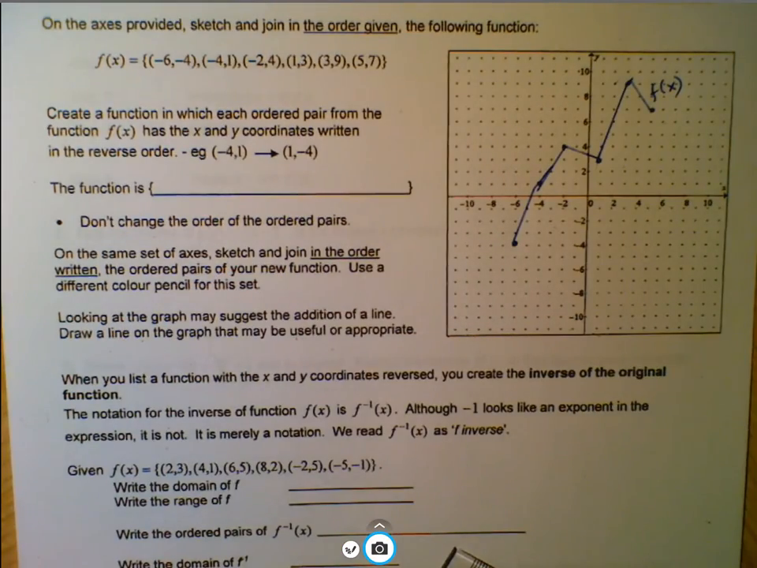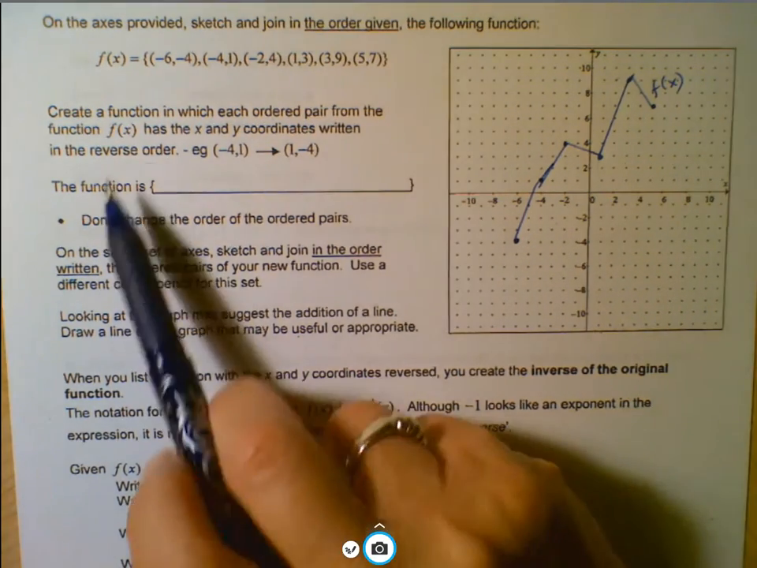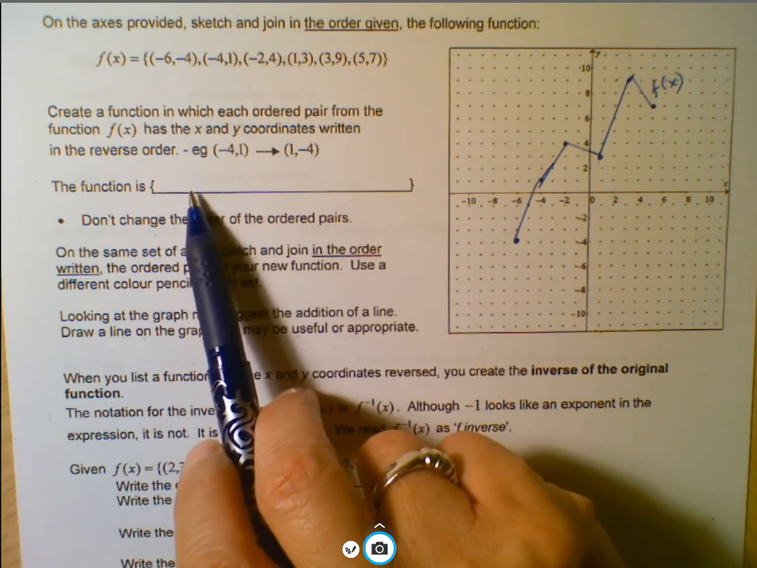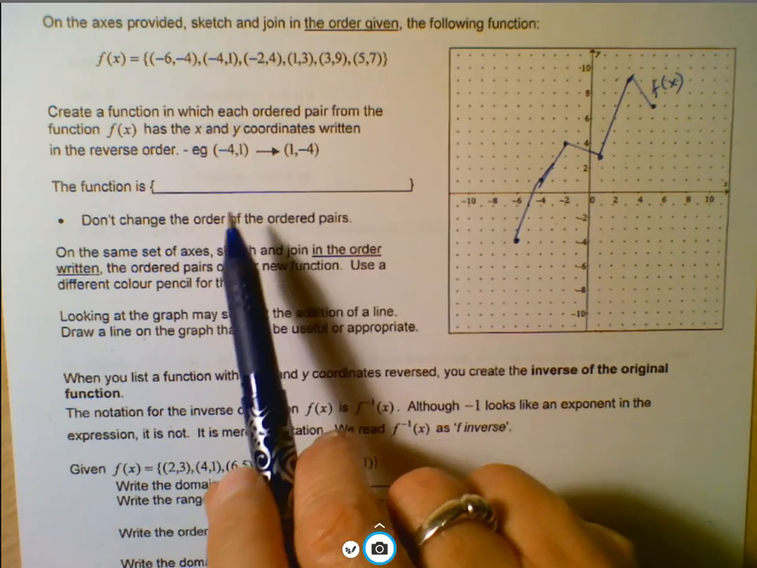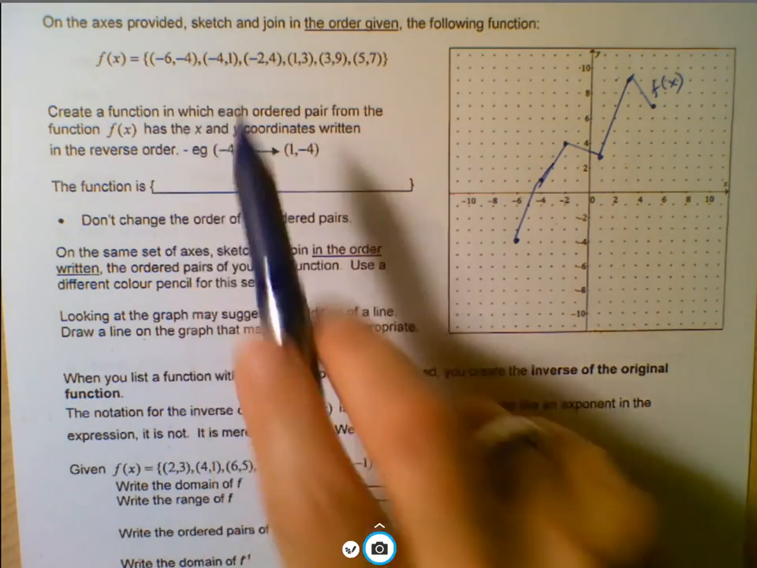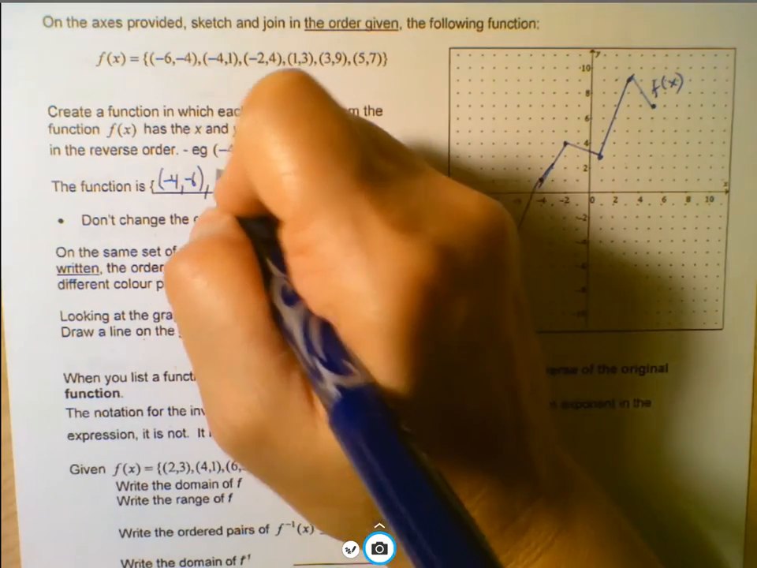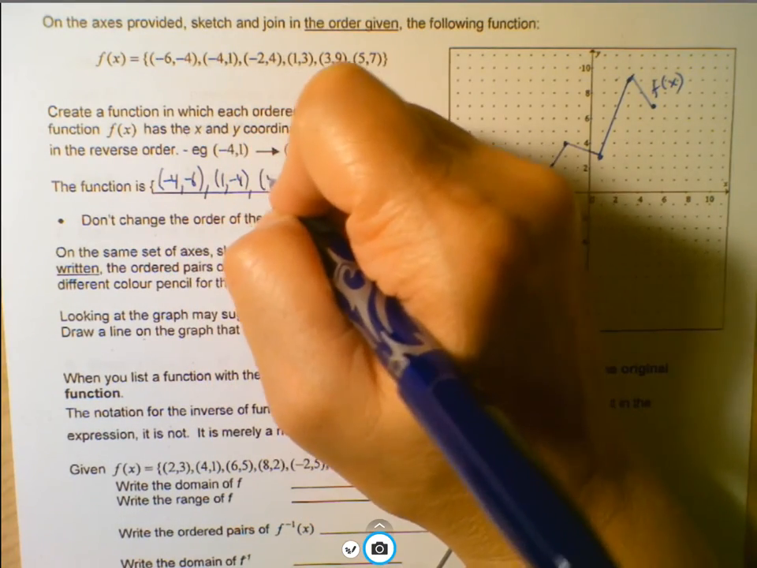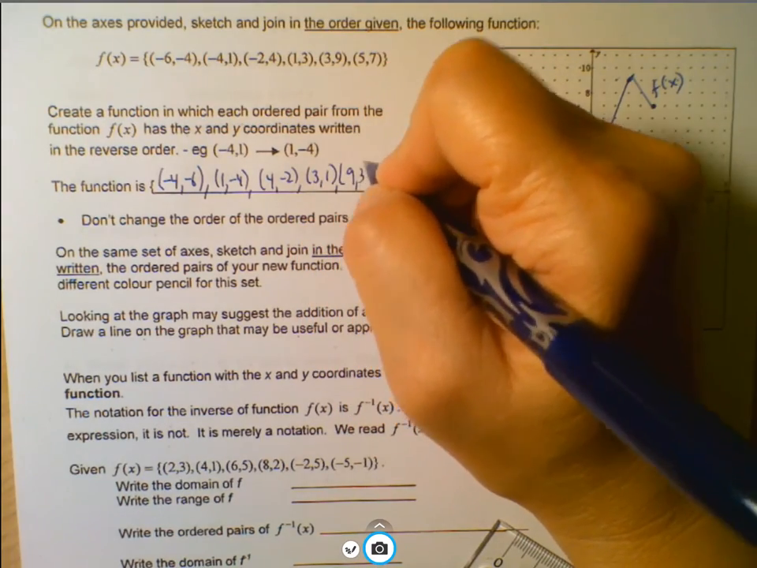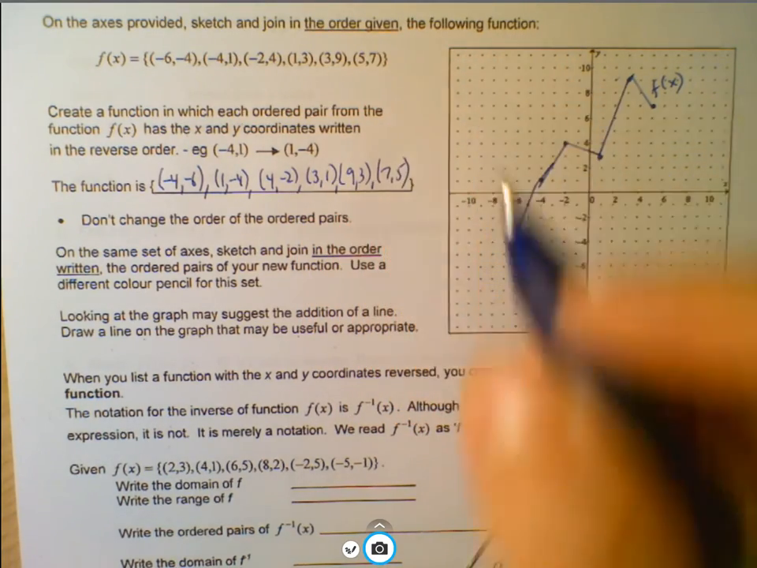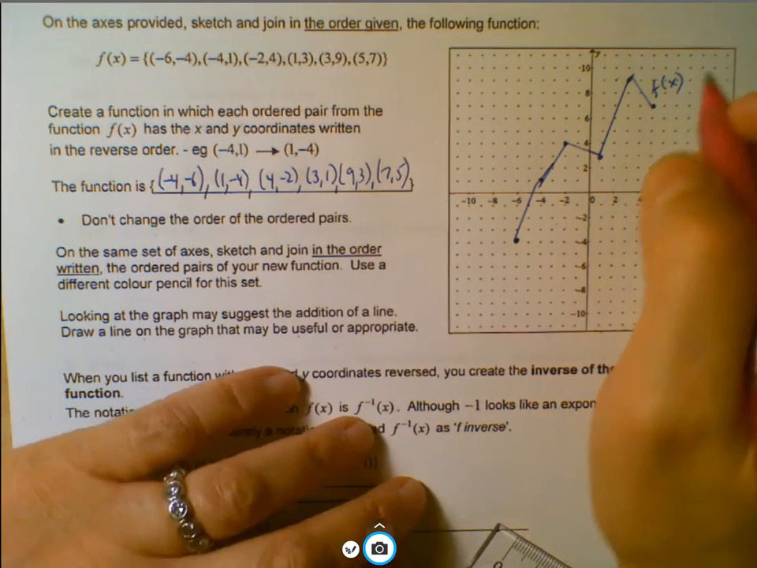Okay, so now it says, create a function in which each ordered pair from the function f of x has the x and y coordinates written in the reverse order. So for example, the point -4, 1, let's write it as the point 1, -4. So we're going to take each of these points and just swap the x's and the y's. So -4, -6, 1, -4, 4, -2, 3, 1, 9, 3, and 7, 5. So let's sketch those. I am going to actually change pens and do it in a different color.